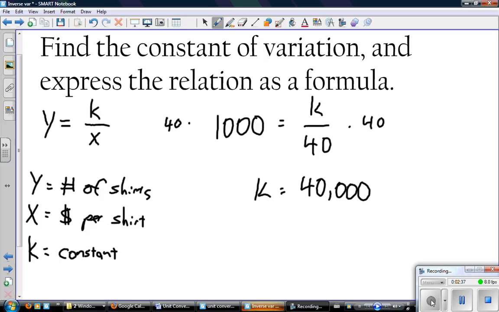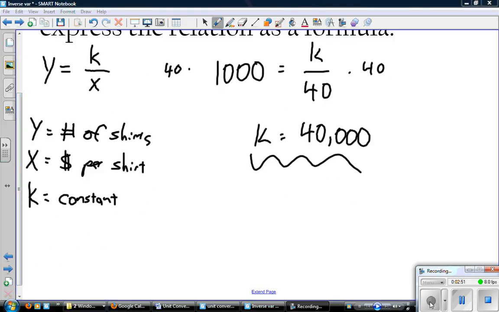Now that looks like a really big number for a constant. All the other ones we've been dealing with have been like 2 or single-digit numbers for the most part. But that's okay. Constants can be really big numbers as well. And that is that. So now we can actually write out the formula. So you've got y is equal to 40,000 over x. Notice I used these variables because we weren't assigned any in the example. At least I don't think we were.